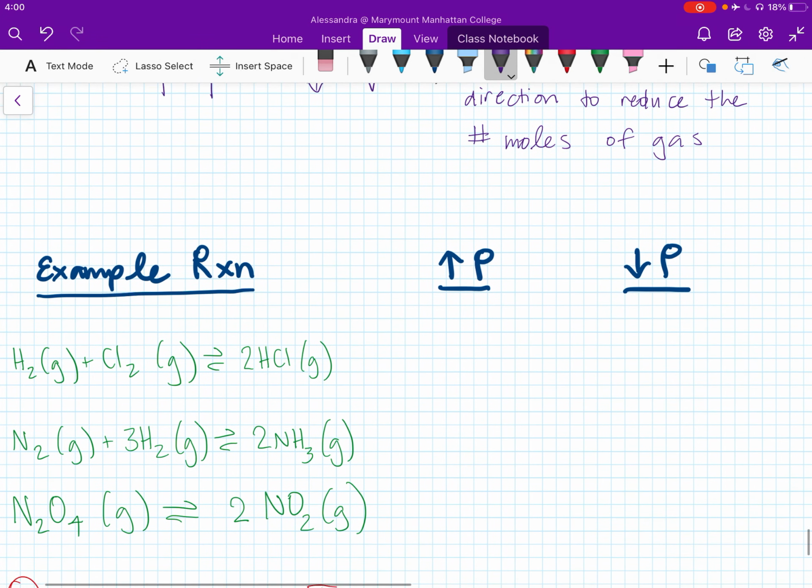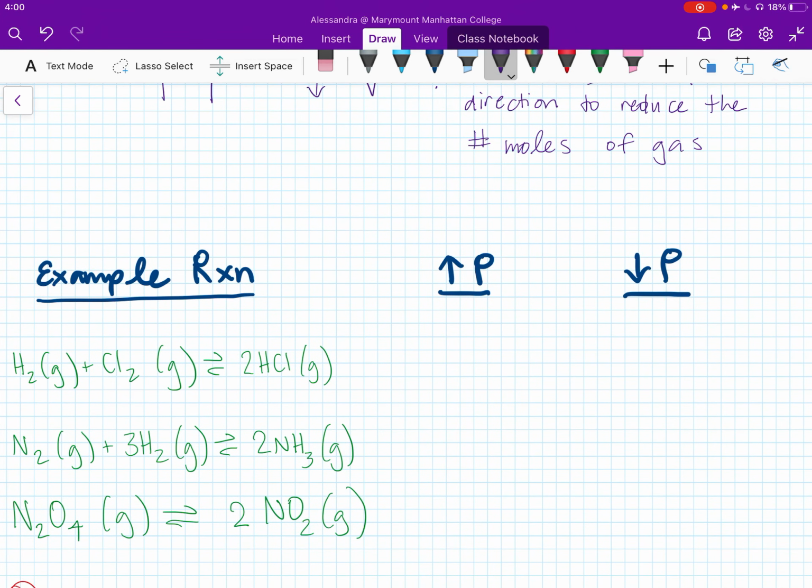So these are 3 example reactions. Let's look at the first example. H2 gas plus Cl2 gas combine to make 2 HCl gases. So what happens when we increase the pressure? Now remember, increasing the pressure is the same thing as saying we're reducing the volume. Decreasing the pressure is the same thing as saying we're increasing the volume. Okay, so you can talk about this in terms of pressure as well.